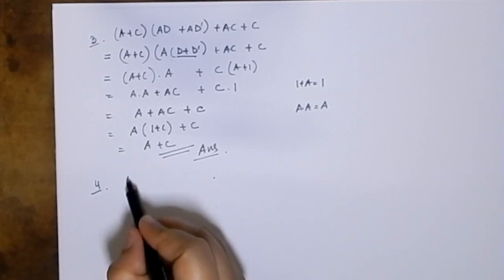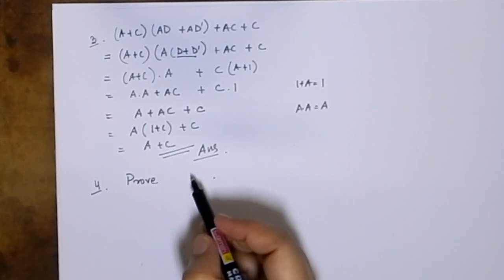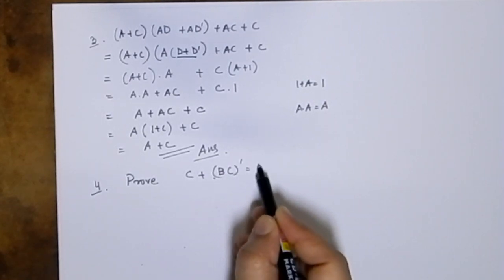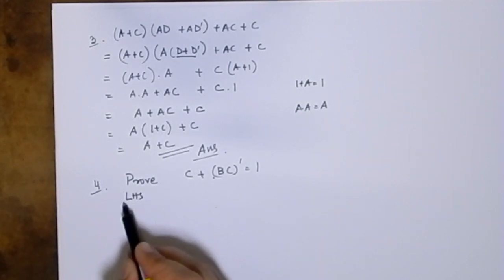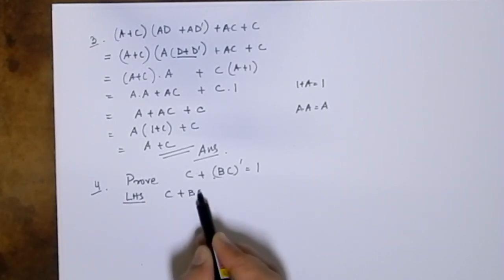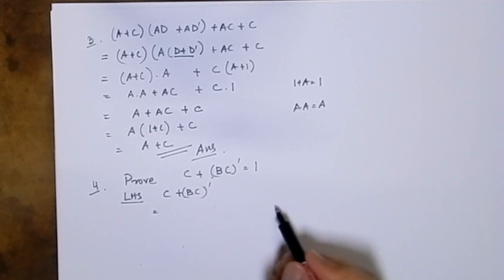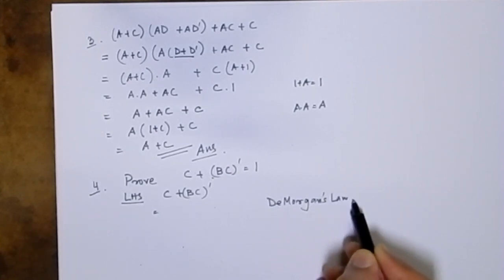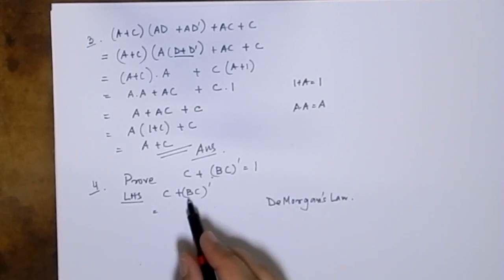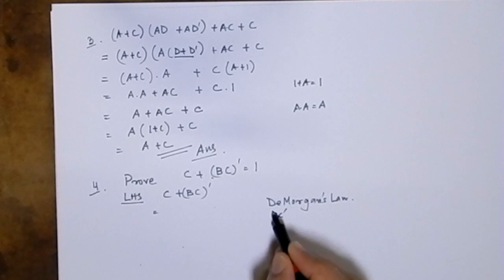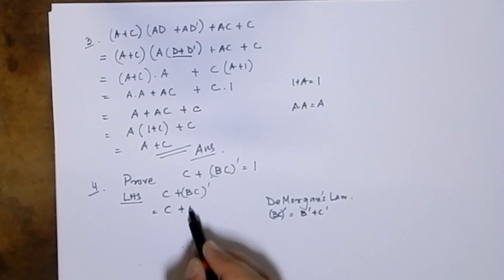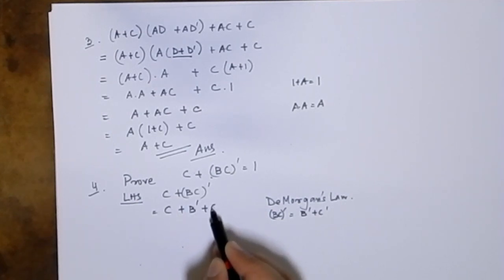Question number 4. Prove that (C plus BC) whole dashed is equal to 1. Let us start with the LHS: (C plus BC) whole dashed. Using De Morgan's law, BC whole dashed will be equal to B dashed plus C dashed. So C plus B dashed plus C dashed.